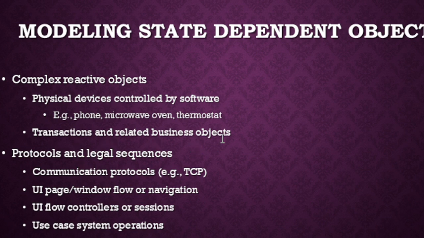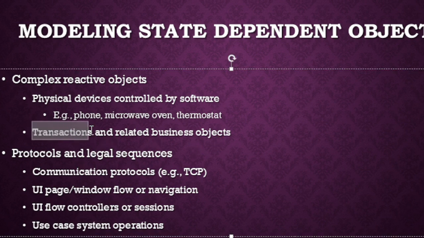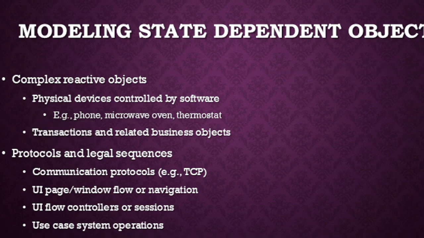Transactions and related business objects. Transactions are also complex objects. Why? Because transactions are coupled with various instructions. There might be read instructions, write instructions, update instructions. So a transaction is coupled with various instructions, and therefore it's a complex reactive object. So how those transactions will happen, when a transaction will be concluded, and where a transaction cannot be completed, and other business objects as well.